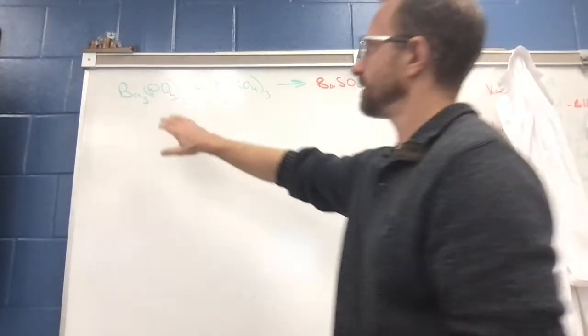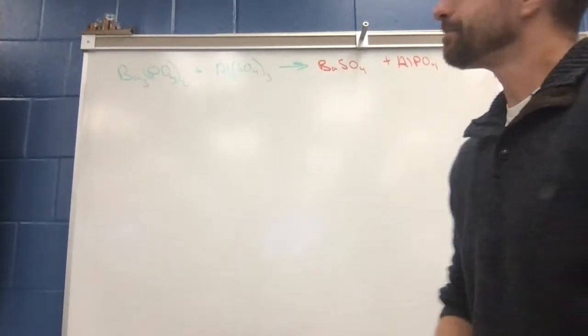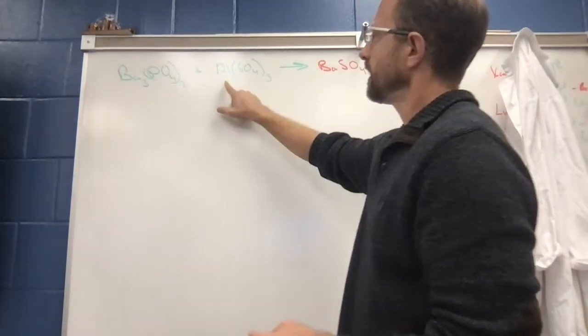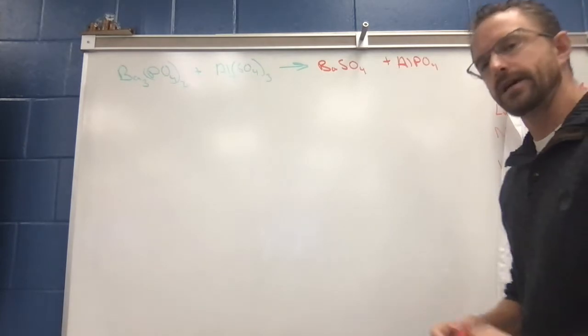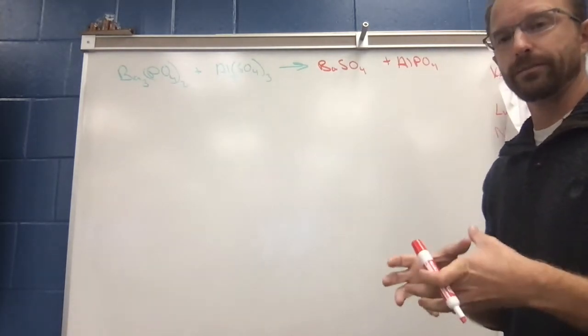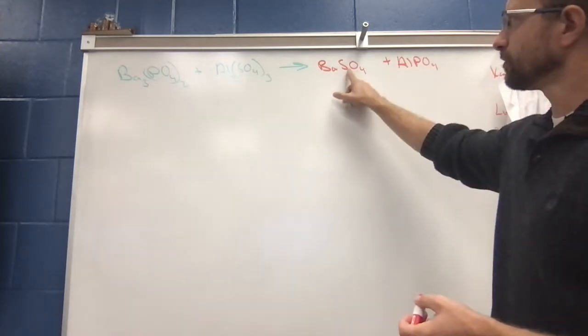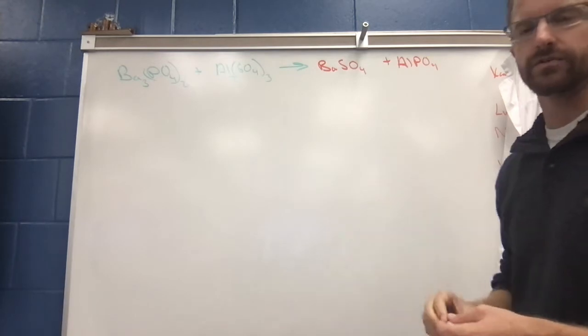If you notice, there's a lot of polyatomic ions in this one. So Ba3(PO4)2, Al2(SO4)3, BaSO4, and AlPO4, right? So we've got a lot of polyatomics. If those polyatomics don't change, it's nice to just leave them and pretend like they're one atom. Because if my sulfates are balanced and my phosphates are balanced, then my sulfurs and my phosphoruses and oxygens will be balanced, right?